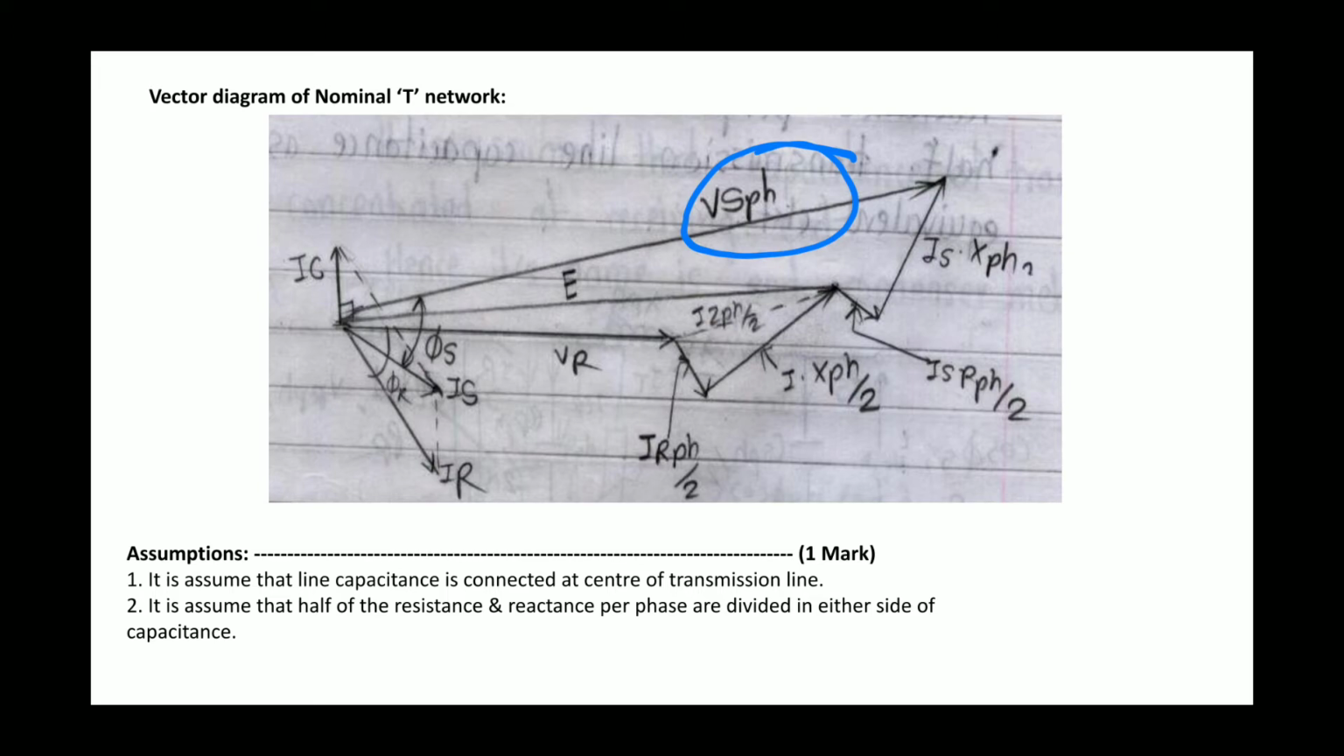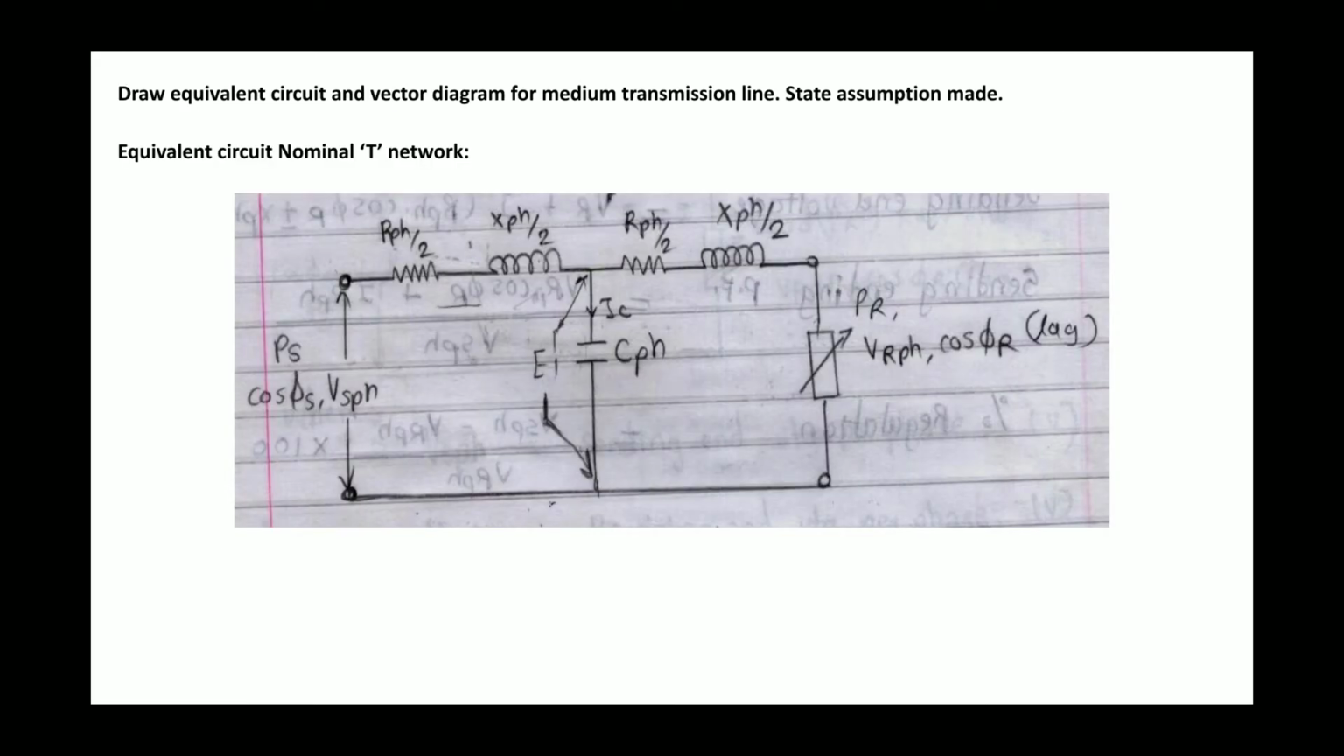At the time of this diagram, or at the time we learn this method, you take some consideration or assumption. The first, it is assumed that line capacitance is connected at the center of the transmission line. So the capacitor, you assume that the capacitor is connected at the center of the transmission line.